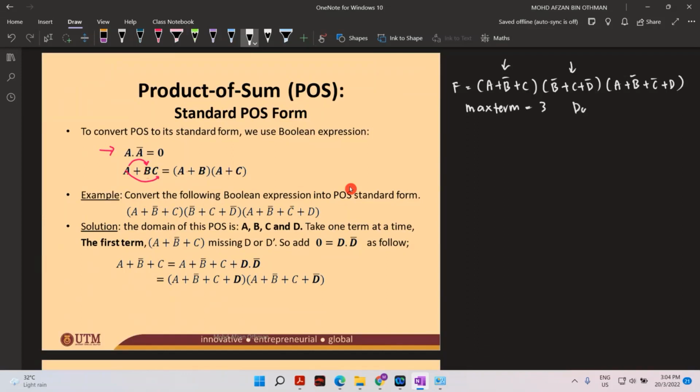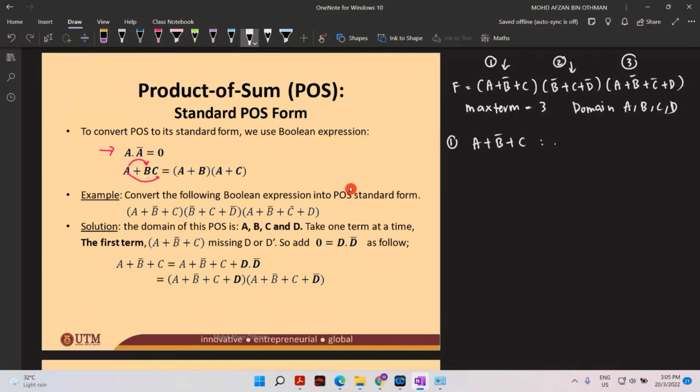Domain, how many domains? 4 domains, which is A, B, C, and D. Okay, so now kita labelkan kita punya max term ni. So this is max term 1, 2, and 3. Okay, so kita buat max term 1 dulu. A tambah B bar tambah C.